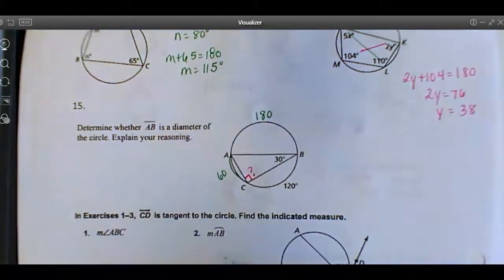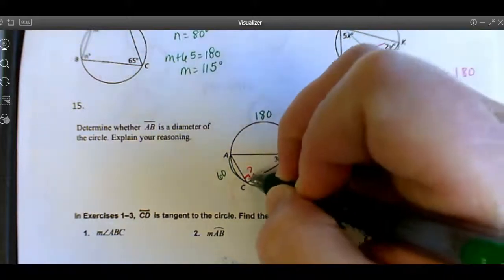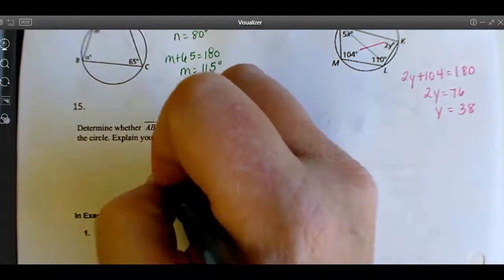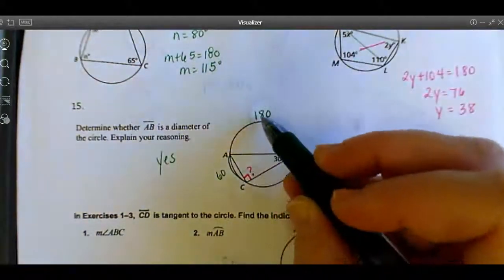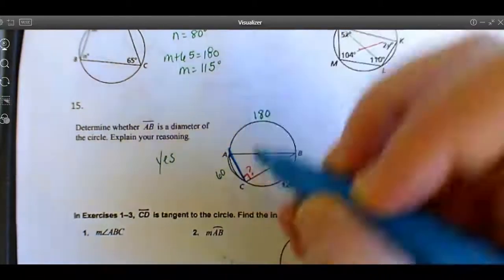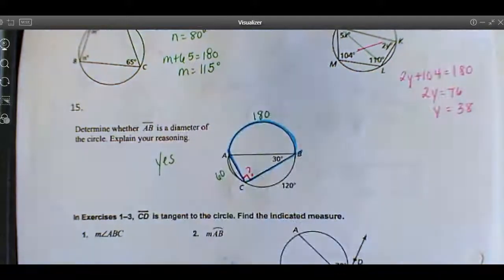So is that 90? If this is 180, is that 90? It is. Because that angle's got to be half that size, because that's connected to it. Here's the sides of it, and so that 180 is connected to it. Okay?